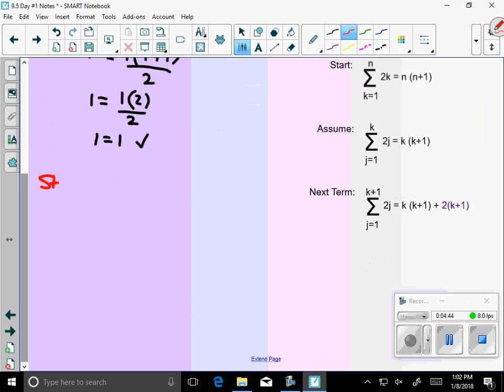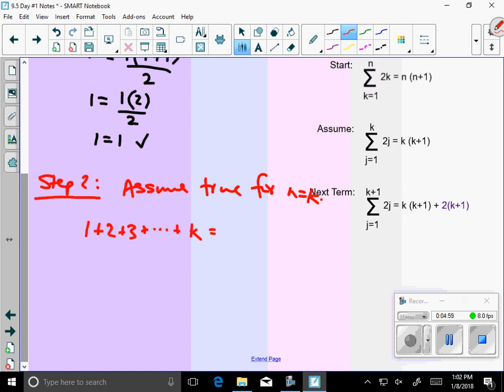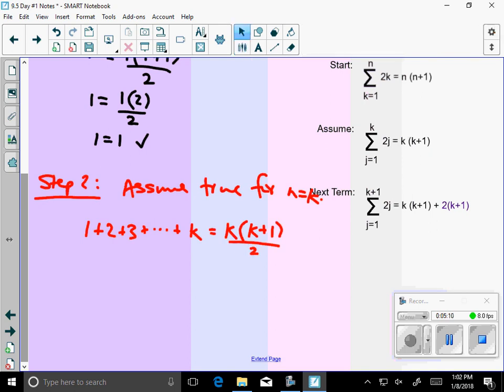Well, in step 2, if I assume it's true for n equals k, that means 1 plus 2 plus 3 plus all the way up to k would equal, now I'm plugging a k in for n, so that means it'd be k times k plus 1 over 2. Step 2 is done. You didn't have to prove anything. You're just assuming that's true.